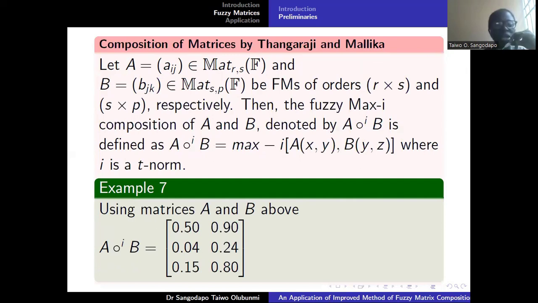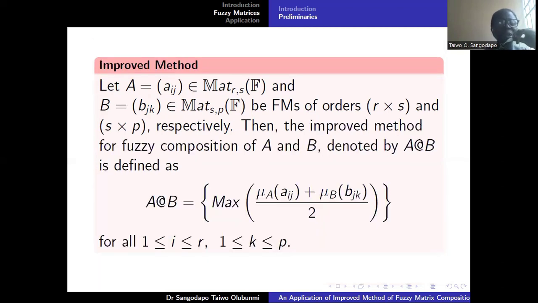All these definitions will help us when we do our application, because we need all this. We need to subtract some matrices. We need also to find their products. And also the composition of matrices by these two researchers, Sangodapo and Malika. They said that, okay, fine, we can also use this to find the multiplication of matrices. And we discovered that it is the same way that we do matrix multiplication in fuzzy mathematics. So nothing changed, except they redefined the definition of the matrix multiplication. But now we come up with an improved method. That's okay, fine.